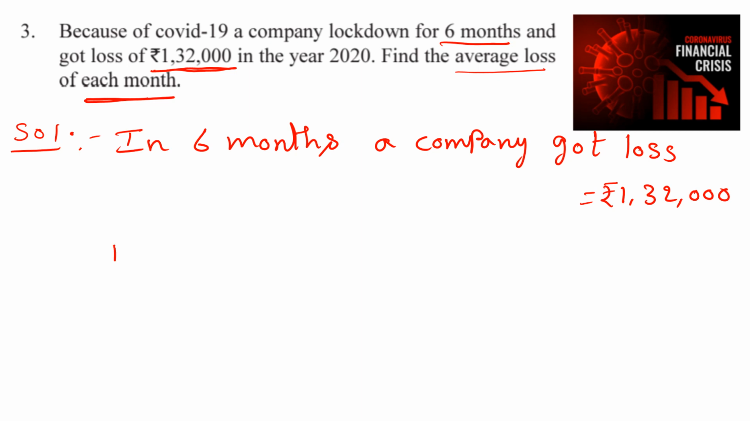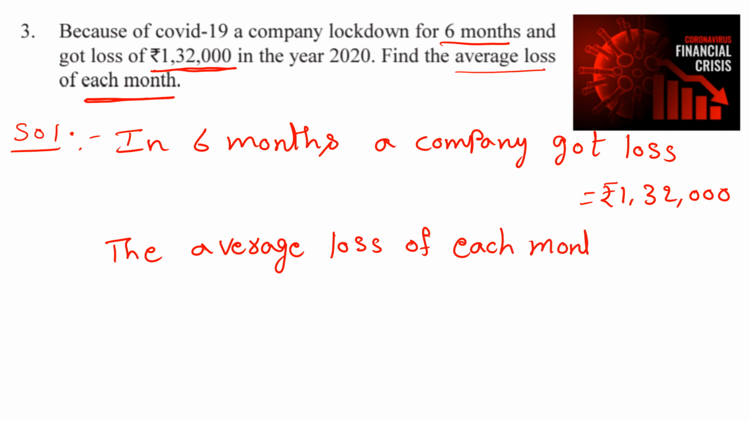So the average loss of each month equals 1,32,000 divided by 6, right? Plus divided by plus is plus only. We should divide it. 6 2s are 12, and again 6 2s are 12. So that is 22,000 rupees. The average loss of each month is 22,000 rupees.